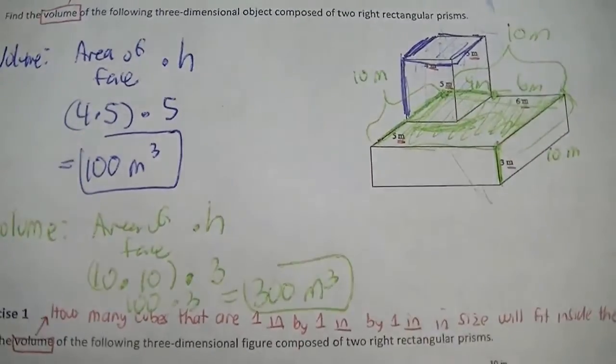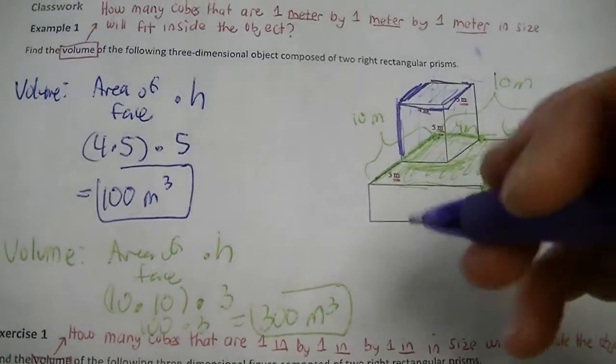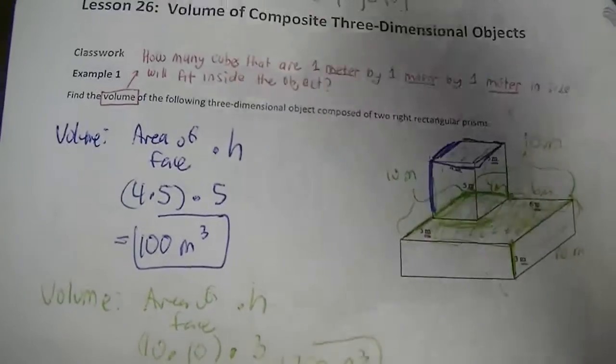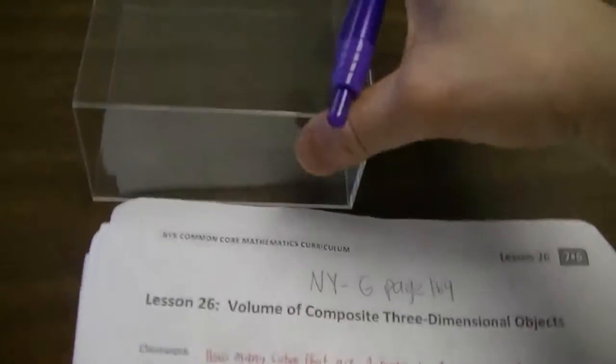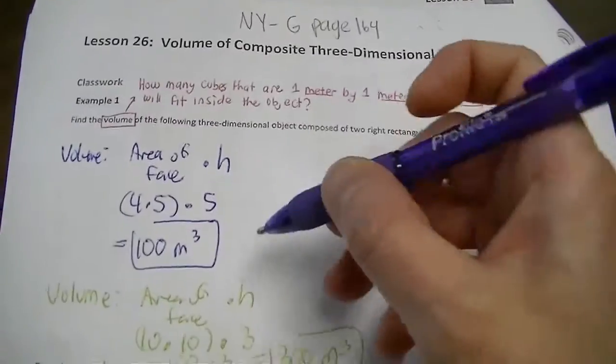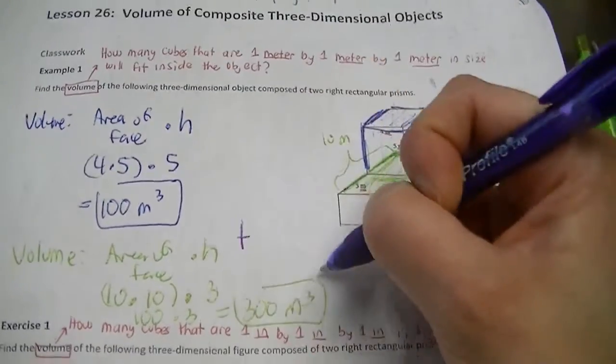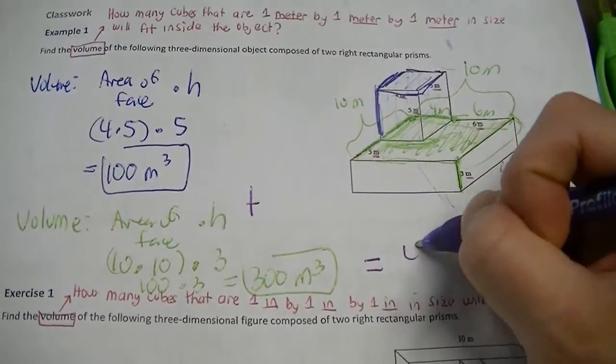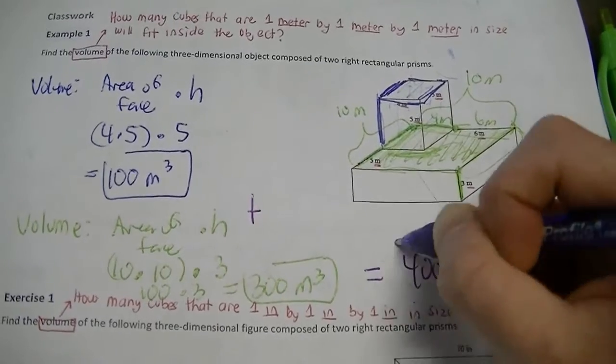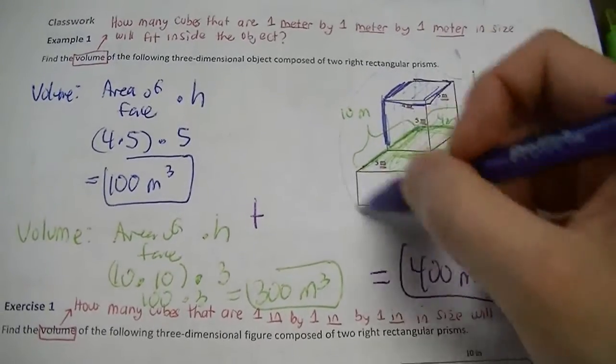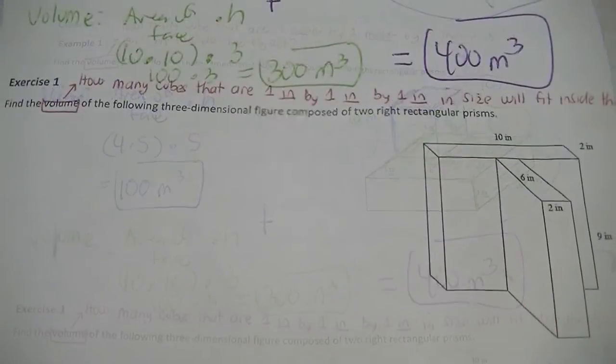But we're not quite done yet because you have to find the total volume of both of these together. You found the volume of this, you found the volume of this, and their combined volume is going to be these added together. We get 400 meters cubed as the volume of the whole entire thing.